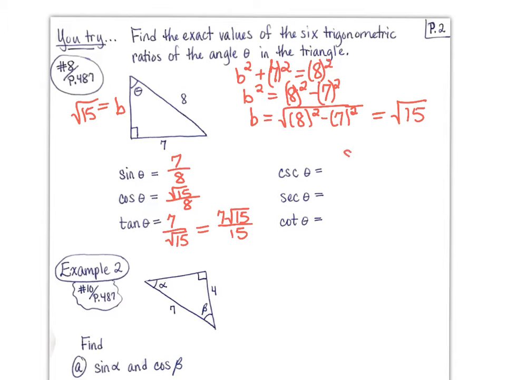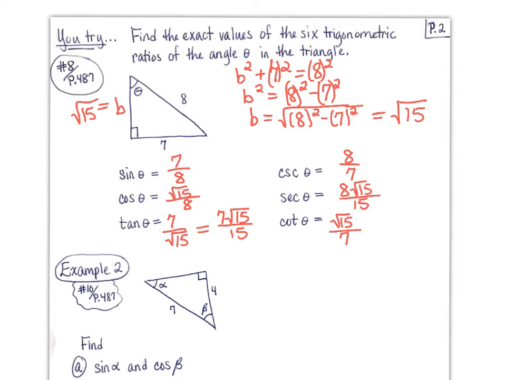What's cosecant of theta? 8 over 7. Good. What's secant of theta? 8 root 15 over 15. Good. And initially you had 8 over square root 15, but then you had to rationalize it. Okay? Again, this is the last time I will make the comment. Make sure you're working on math in here. Cotangent of theta is equal to what? Root 15 over 7. You got it.